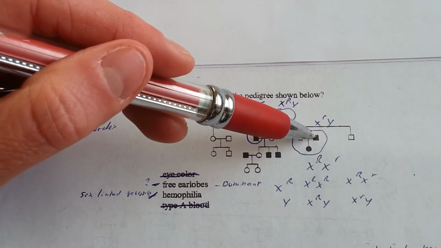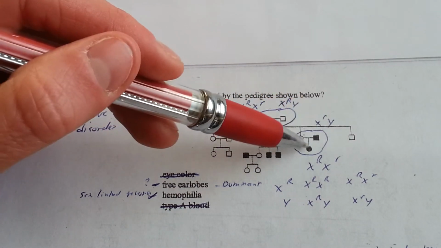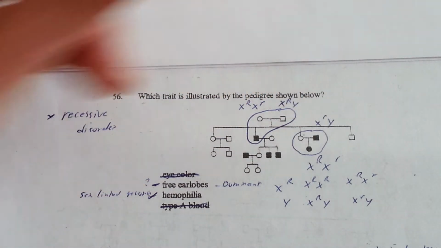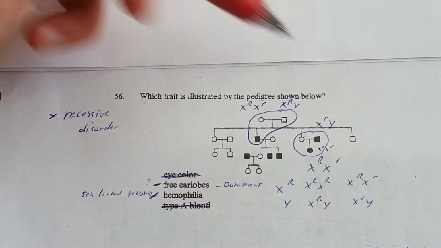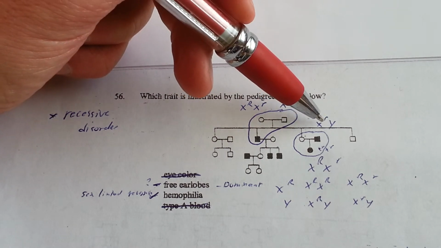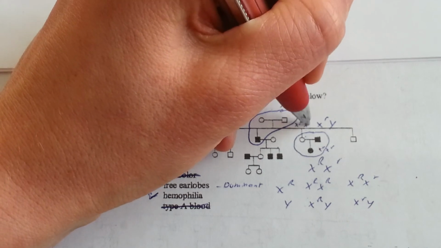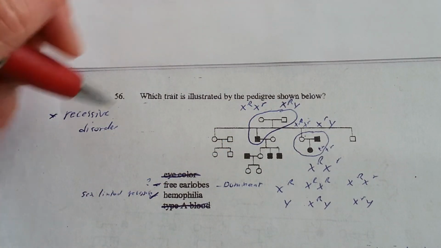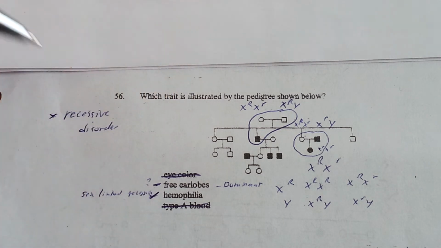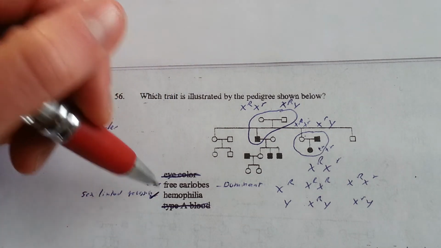So we have a male that has the disorder, so he'd be X little r Y, and a female who has the disorder, so she's X little r X little r, which means she had to get one recessive allele from dad and one from mom, which would make mom X big R X smaller r. And that's true, that can happen in this particular one. So it can be a sex-linked recessive disorder. So hemophilia would be the answer there.